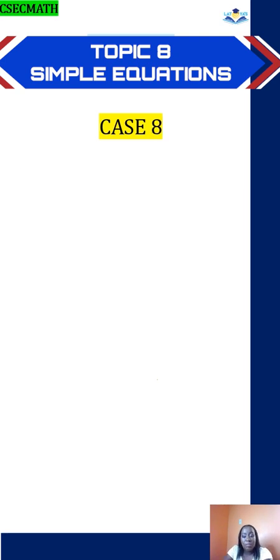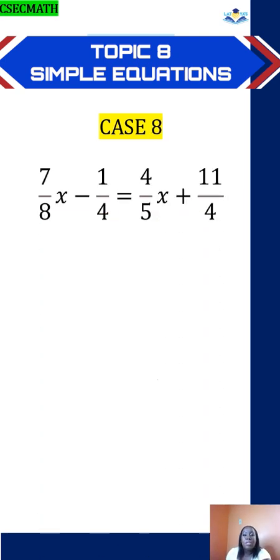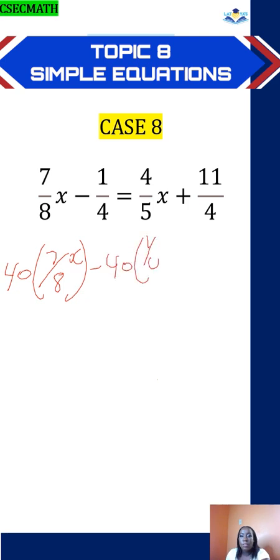Solving simple equations, case 8. The LCM of 8, 4, 5, and 4 is 40, so I can multiply each fraction by the LCM. So it's going to be 40 by 7/8 x, subtract 40 by 1/4, and then I'm writing the next part here. It's going to be 40 by 4/5 x plus 40 by 11 over 4.